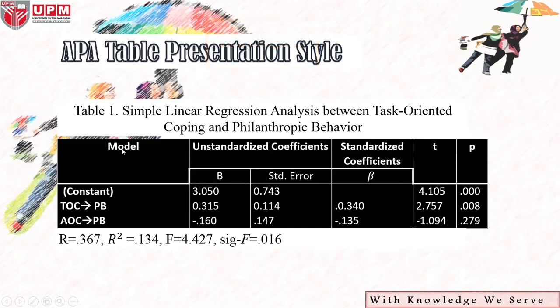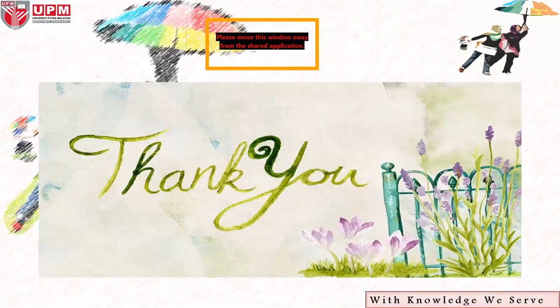Okay, you need to present both models for constant, TOC and PB, and then AOC and PB. And then you present the unstandardized coefficient based on B and standard error, standardized coefficient, and then T and then P value. Okay, done. Any question?